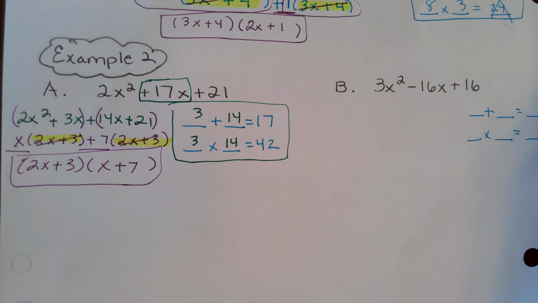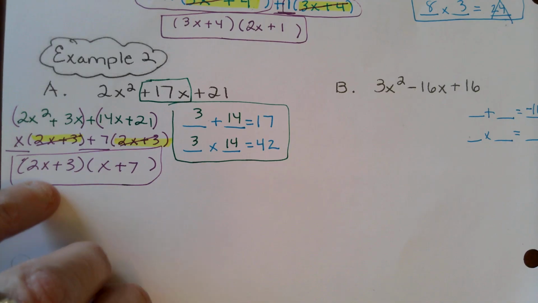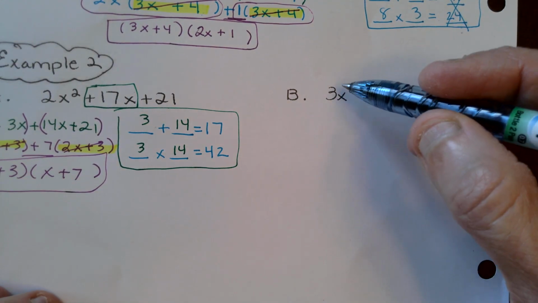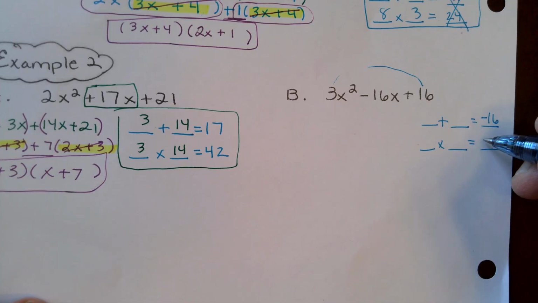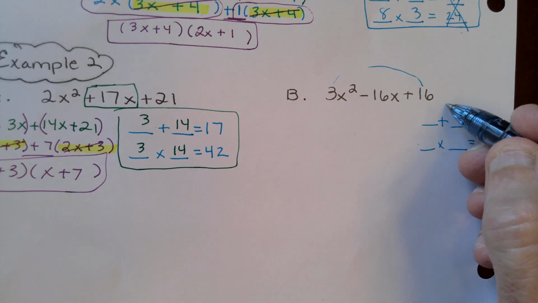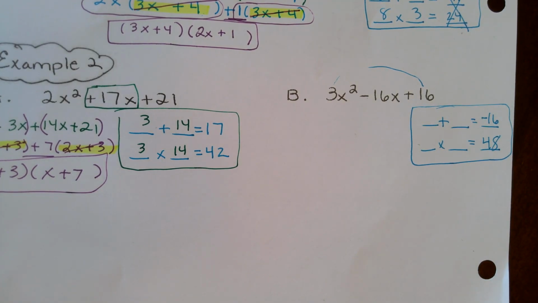All right, so what plus what equals? I hope you put a negative 16 in here. It's very important you don't miss that. And then what times what equals 3 times 16 is 48. Okay, now we get to think.